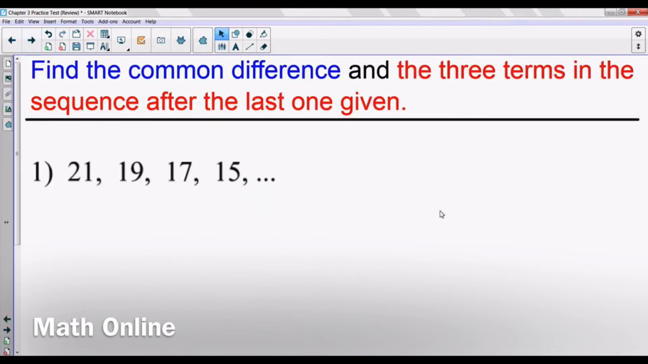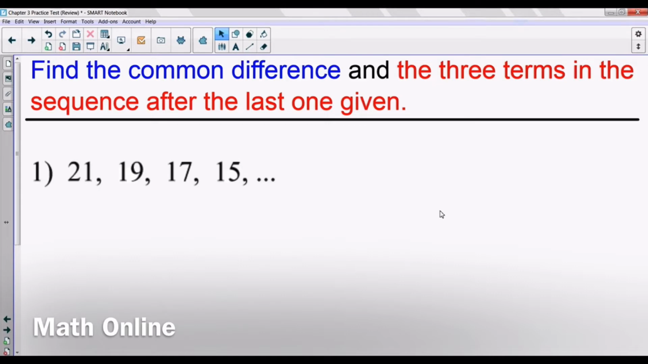In this scenario, they're asking us to find the common difference and the 3 terms in the sequence after the last one given. Just to recall some information, the sequence given to us is an arithmetic sequence. What does that mean? It means that this sequence will have a common difference, or in other words, a pattern of either adding a number every single time or subtracting a number every single time. It's a fixed number, in other words.